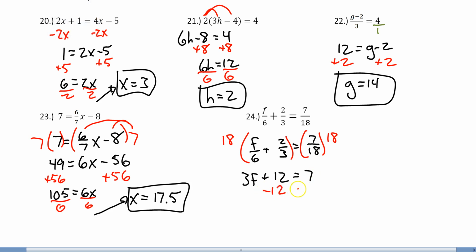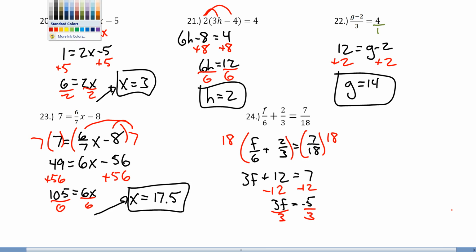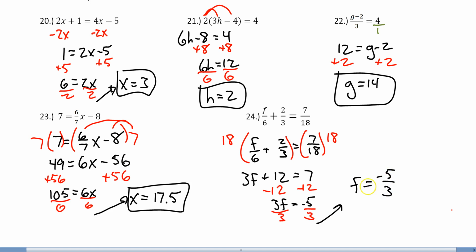So I subtract the 12 from each side. So that gives me a 3f equals a negative 5. I divide each side by the 3. So I find out that f equals, and I'm just going to leave it right like this fraction, negative 5 over 3. Okay?